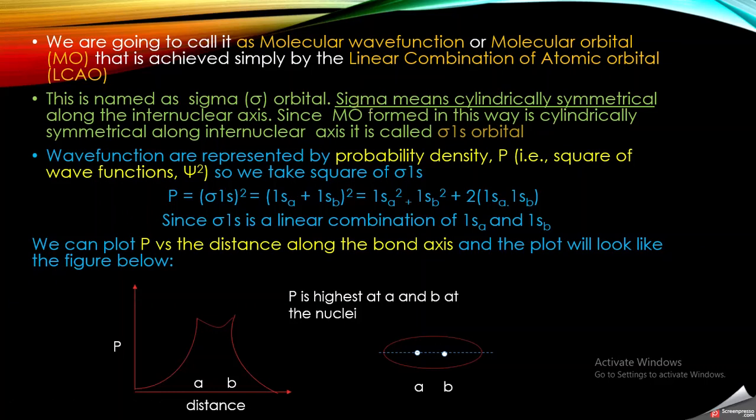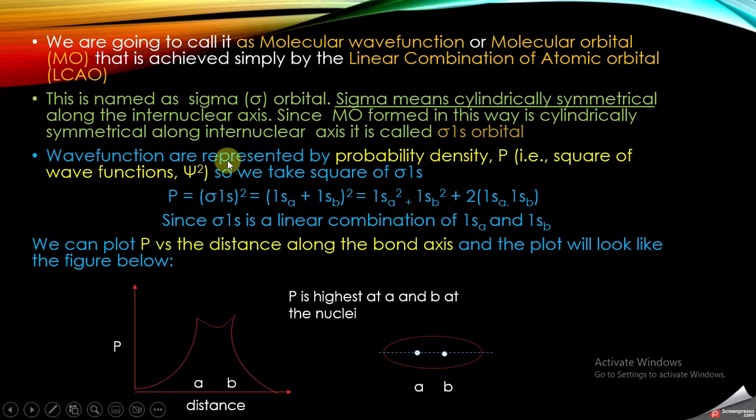Now we have already seen the definition of the internuclear axis. If you see this figure, this line is the internuclear axis, and this molecular orbital is cylindrically symmetrical above and below this axis. That's why it is called sigma, because sigma means something cylindrically symmetrical. So this is called sigma 1s, because it is formed from the overlap of the 1s orbitals of the hydrogen atoms. So it is named the sigma 1s orbital.